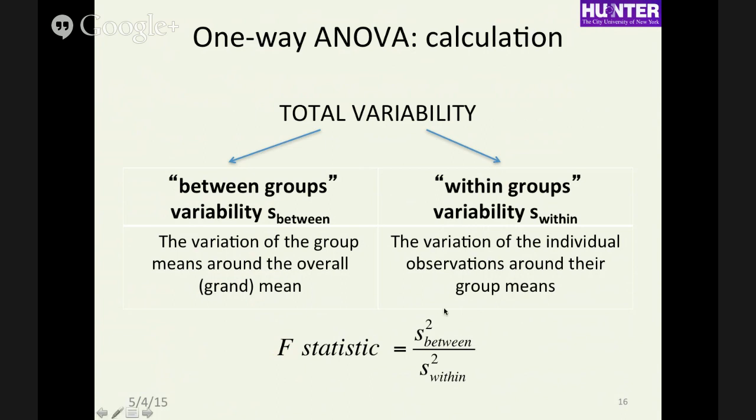Yeah, if F is 5, that means that there's more variability between the groups than within the groups. If F is 0.01, then that means that you have much bigger variability within the groups than between. And that's kind of weird. Like, why would that happen?